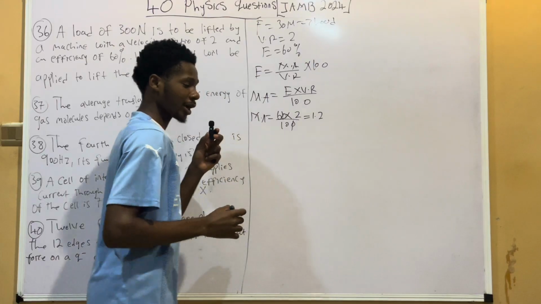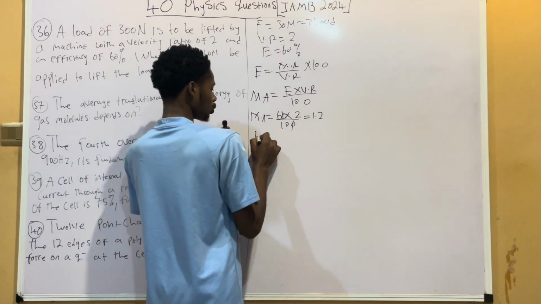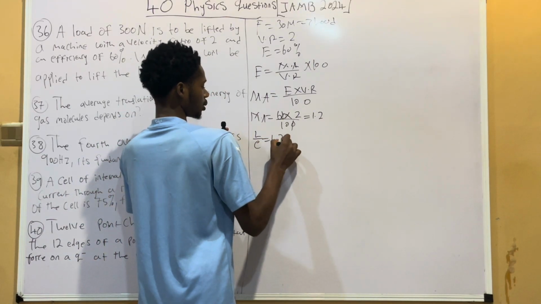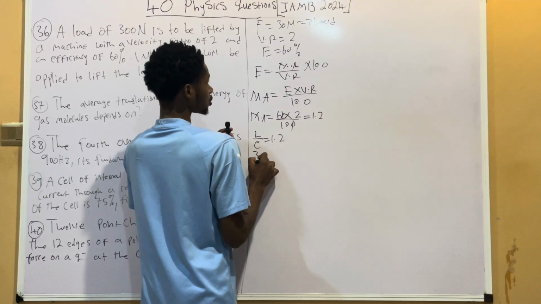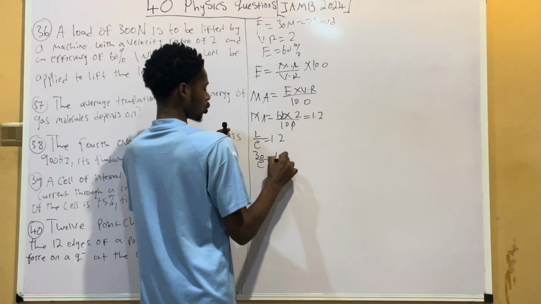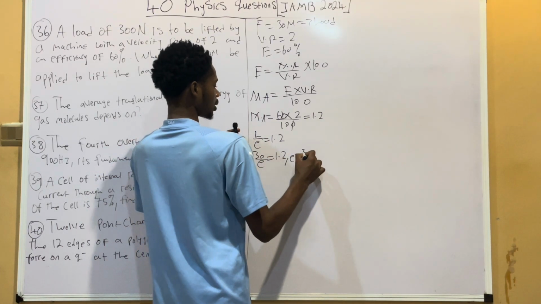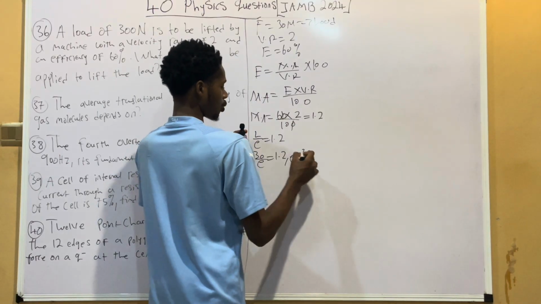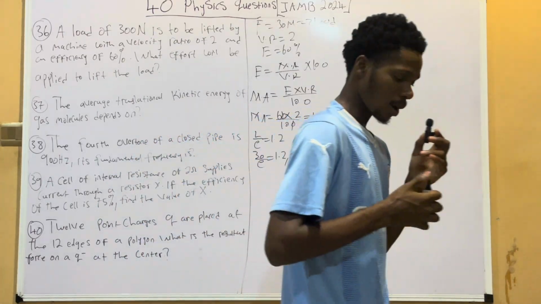1.2. Now mechanical advantage on the other hand, we know it is load over effort. Now what is the load given in the question? 30 over effort equals 1.2. So effort is 30 divided by 1.2. Now what will be 30 divided by 1.2?